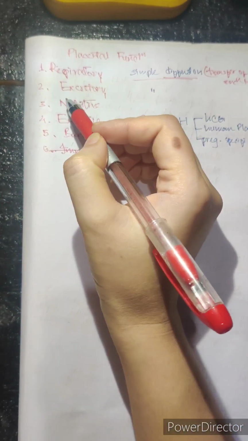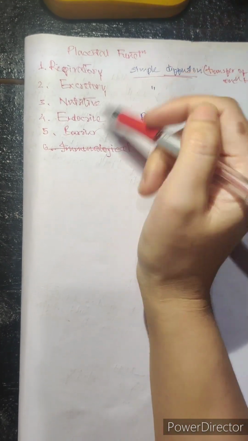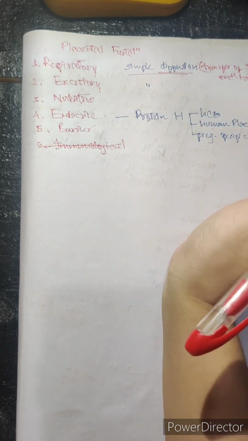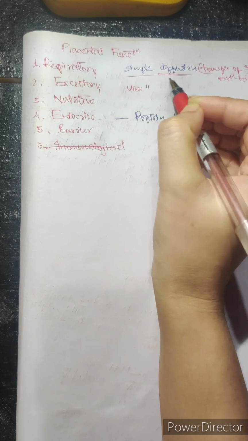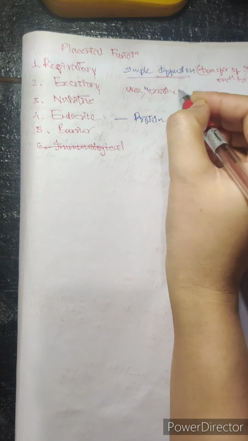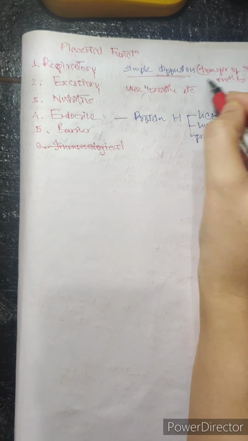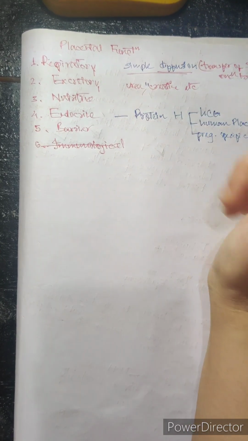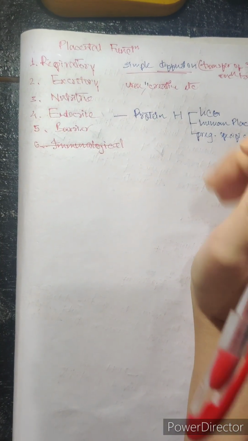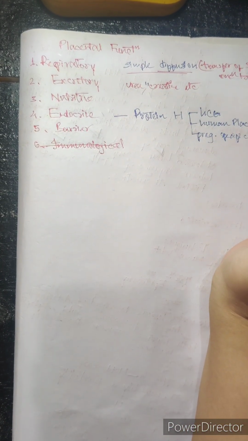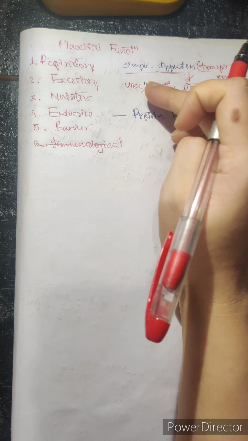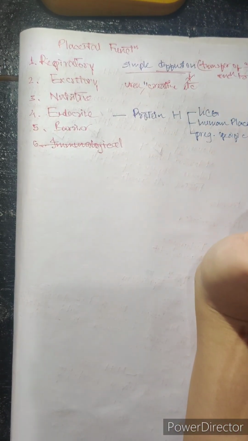Next comes the excretory function. The fetus, like any other human, also excretes certain materials. These waste products are urea, creatinine, etc., which are produced by the fetus during intrauterine life and are also excreted by the process of simple diffusion. So here also the waste materials are excreted with the help of simple diffusion.